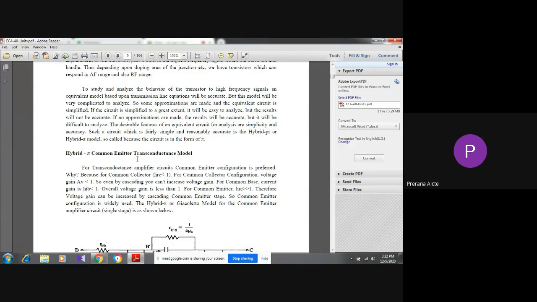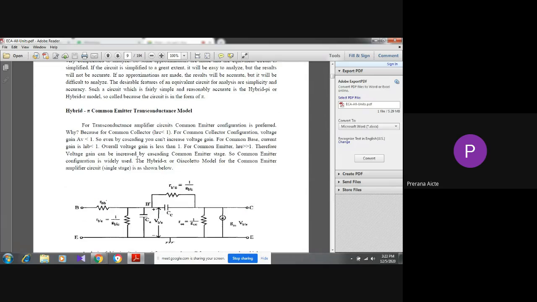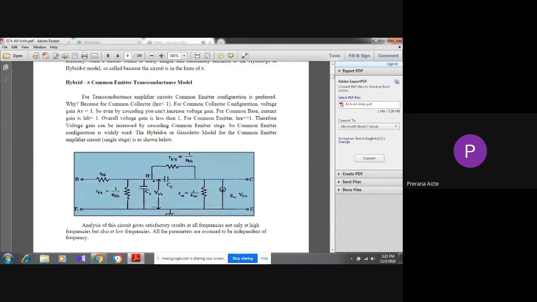Definitely, we have to use the hybrid conductance model, or hybrid pi model. You can call it the hybrid pi model. So this is the basic figure, the hybrid pi common emitter transistor model.